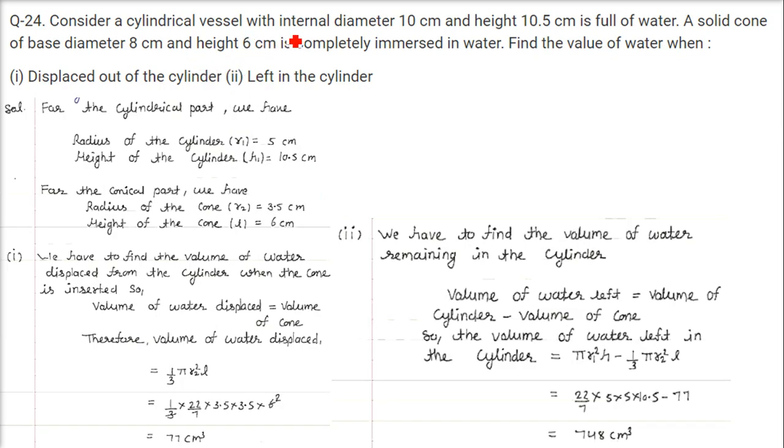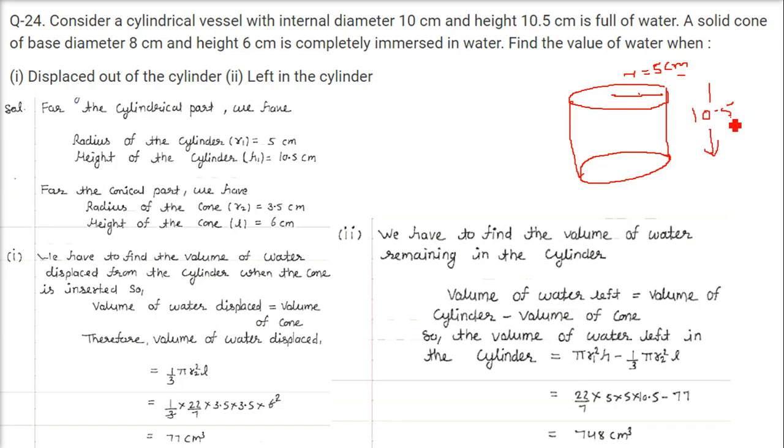Consider a cylindrical vessel with an internal diameter. So we have a cylindrical vessel. Internal means there has to be some external also. So let us say that the internal diameter is 10 centimeters, so the radius is 5 centimeter. The height is 10.5 centimeter. This is full of water.